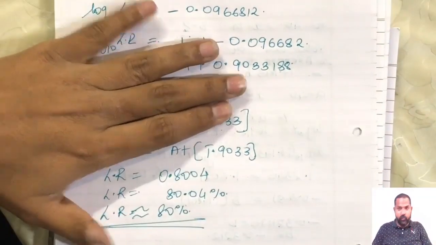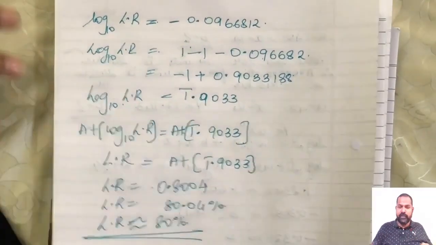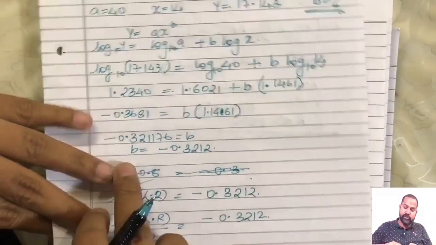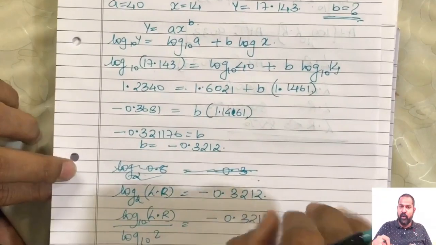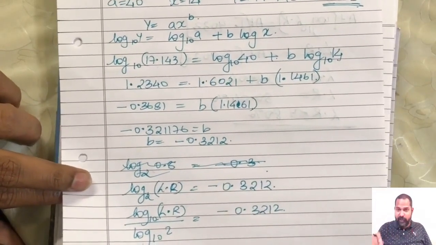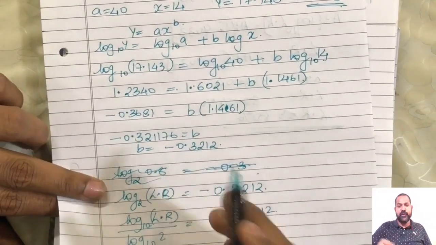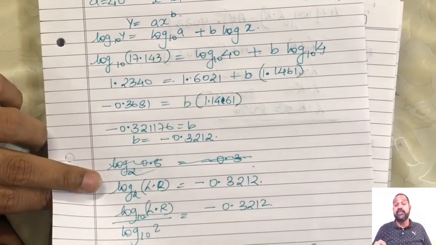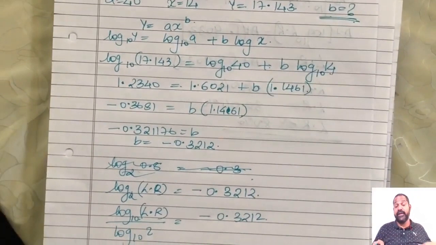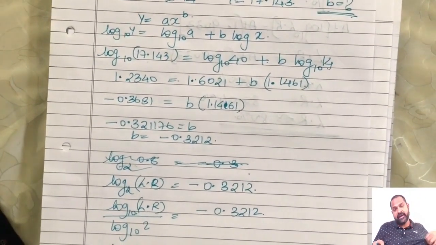This is one way you can go full-fledged. If you think this is too cumbersome, do one thing. Stop right here. And after that, write down that for a learning rate of 80%, B is minus 0.3212, which we know. And that is why the manager's assumption that the learning rate is 80% is a correct assumption.